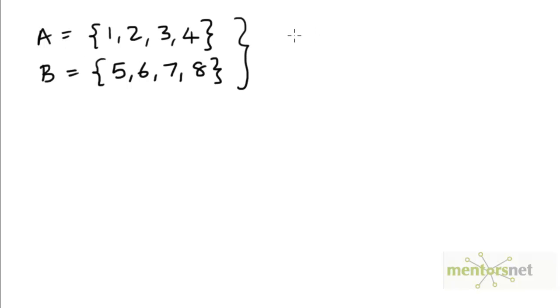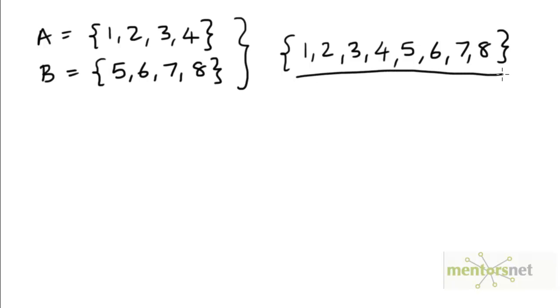So if we merge together the elements of both these sets, we would get a larger set 1, 2, 3, 4, 5, 6, 7 and 8. This merged set is said to be the union of the two smaller sets A and B.